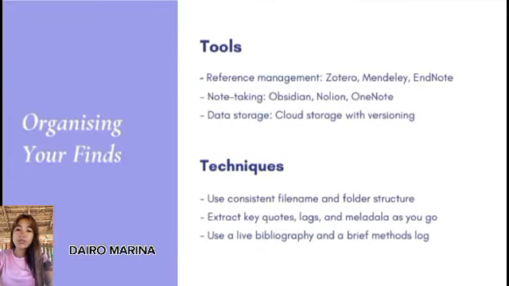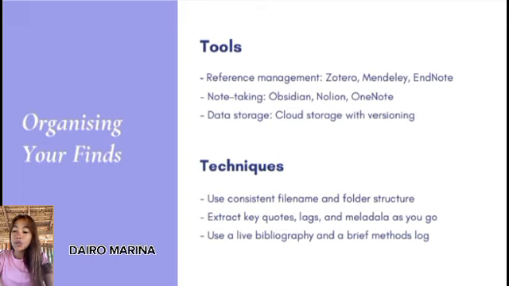Next are the tools. First, reference management: Zotero, Mendeley, or EndNote. Meaning, these are tools that help store and organize books, articles, and citations automatically. Example, if you download many research articles, you can save them in Zotero so the tool will automatically create your bibliography. And the second is note-taking tools, or Obsidian, Notion, or OneNote.